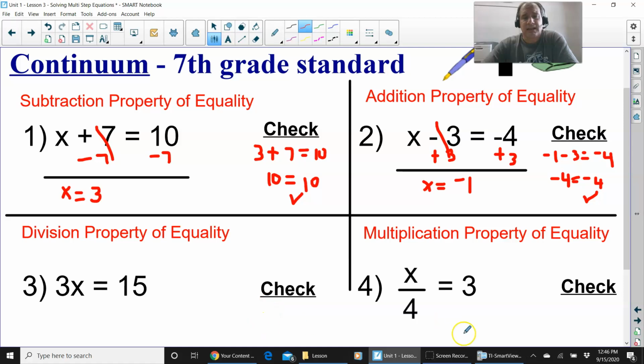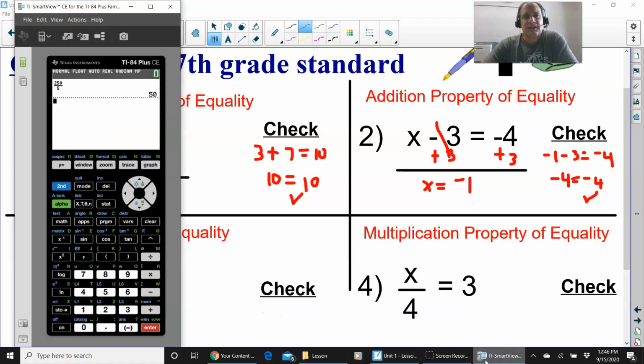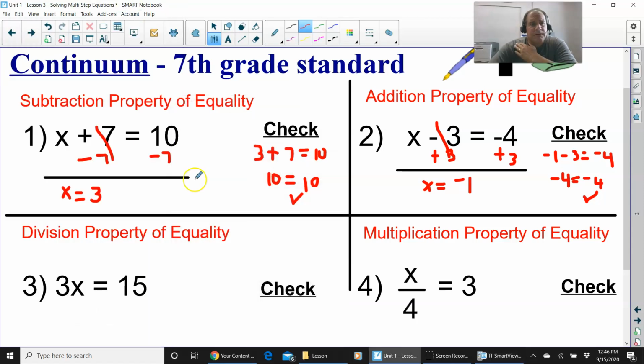-4 equals -4. Just to take the calculator and show you how to put a negative in. It's much like the TI-34 that you used last year. You have a negative, which is down here, -1 minus 3. And that's how you would put that in. And you get a -4. Just wanted to show you that right away.